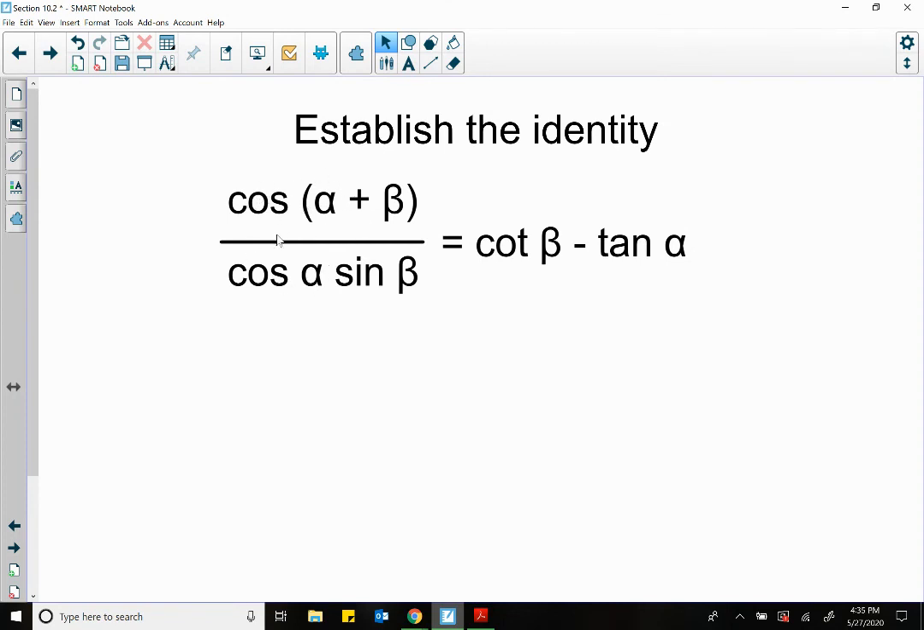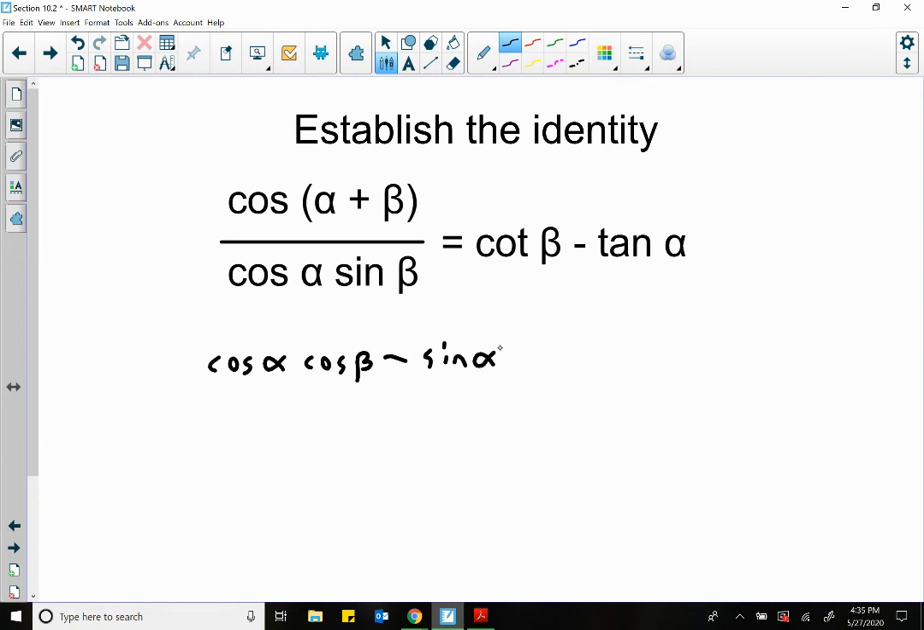We need to change this into what we know the cosine sum angles are. So that looks like this. You're going to have cosine alpha, cosine beta, and then it should be minus sine alpha, sine beta. And all of this is over cosine alpha sine beta.